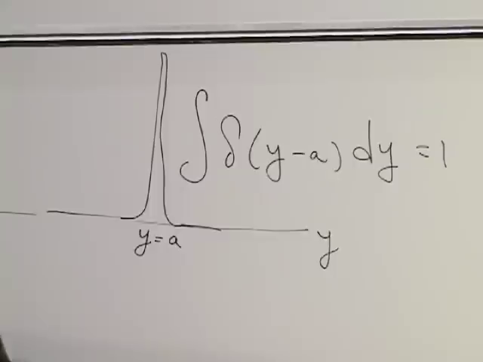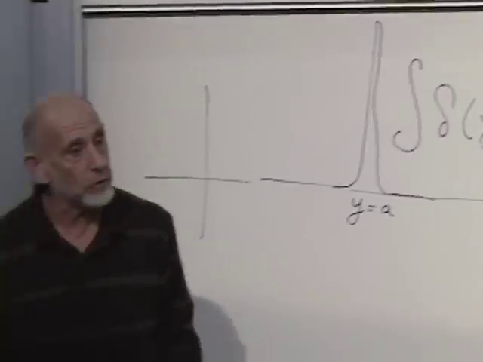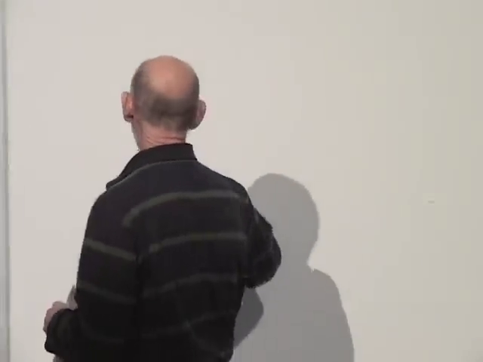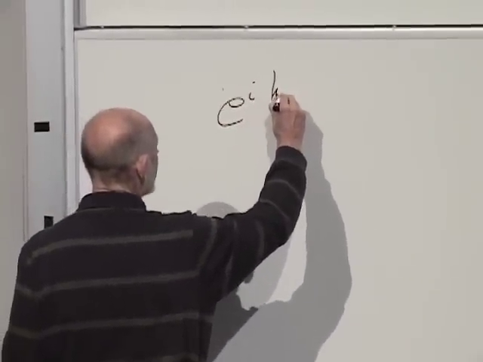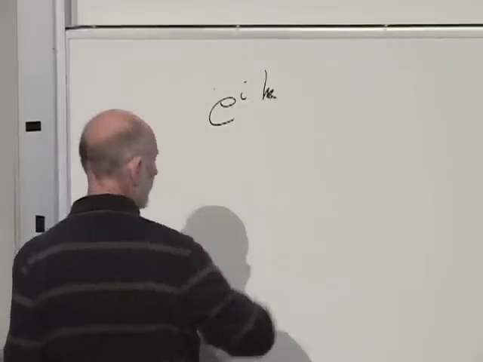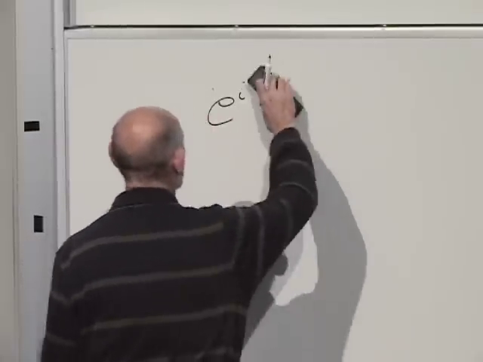Okay, now I want to show you how the Dirac delta function emerges from a certain integral, an integral that we will come upon many, many times. Let's take the function e to the i k x.